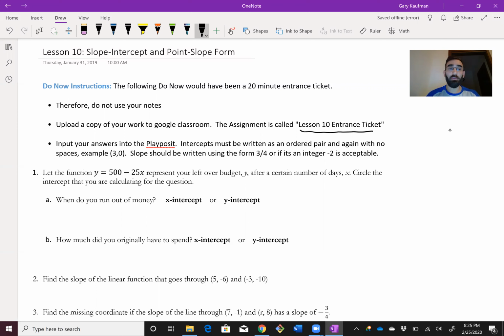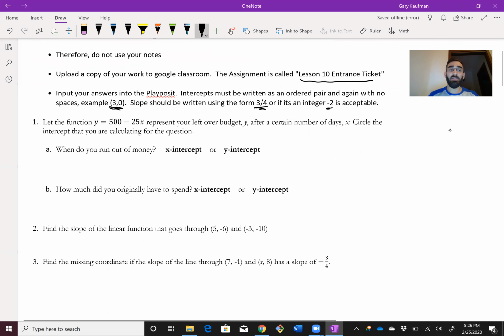I'm going to remind you that you should be writing your intercepts with no spaces and your slopes using this type of form. So if it's an integer, you don't have to say divided by 1. If it's a fraction, write it as such. For those of you who don't want to open it up on Google Classroom right now, here are the 3 questions that you are going to be completing for your entrance ticket. At this point, I'm going to pause it, and you're going to take 20 minutes to try to do this assignment.